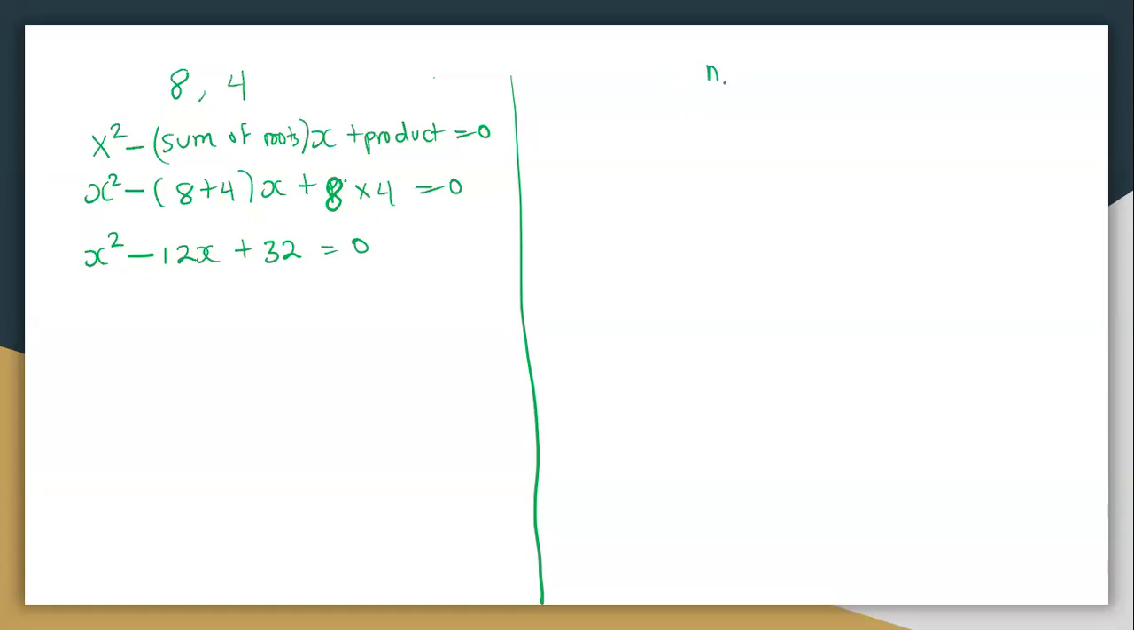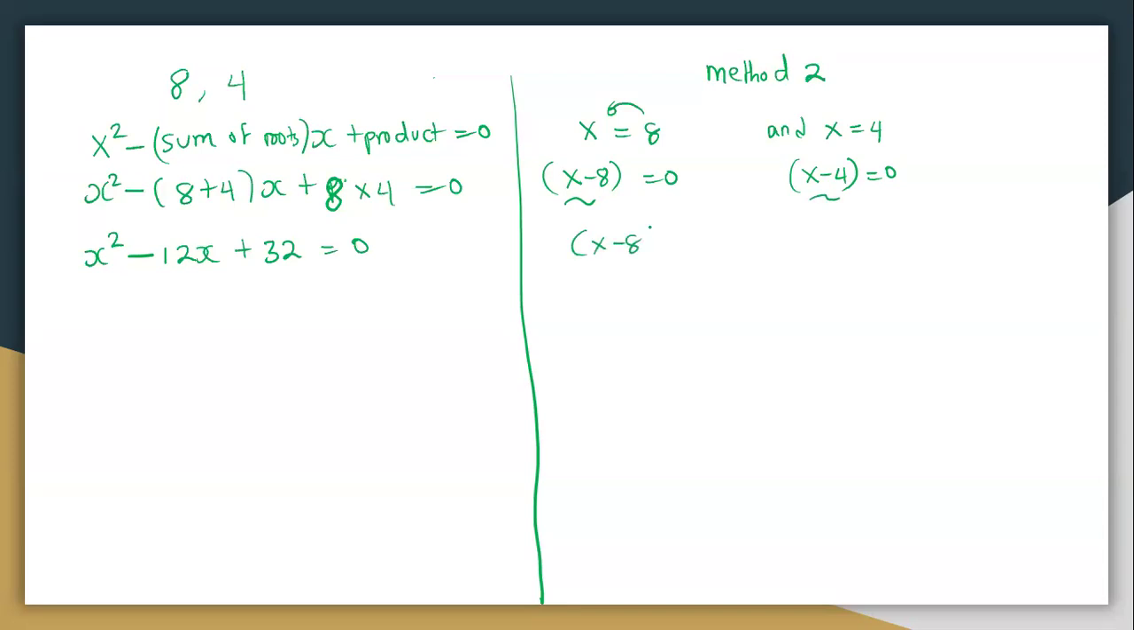Now, in case you want to use the second approach, or method 2, you say that x is equal to 8 and x is equal to 4. So you take the 8 to this side, so you have x minus 8 equal to 0, and this side we shall have x minus 4 equal to 0. So you are going to multiply the two factors.